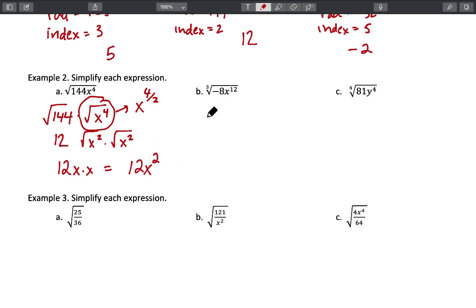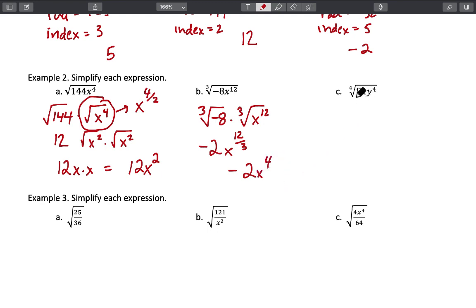Let's try our next one here. We have the cube root of negative 8 times the cube root of x to the 12th. We break that down. Once again, we know the cube root of negative 8 is negative 2. The cube root of x to the 12th can be rewritten as a rational exponent. My power is my numerator, my root is my denominator. So we're going to write that as 12/3, and that simplifies to negative 2 times x to the 4th.